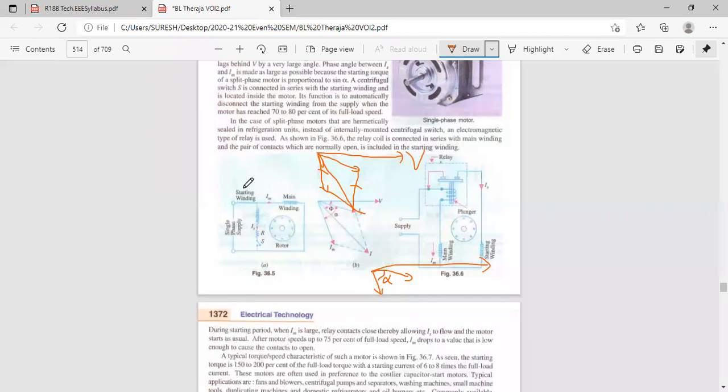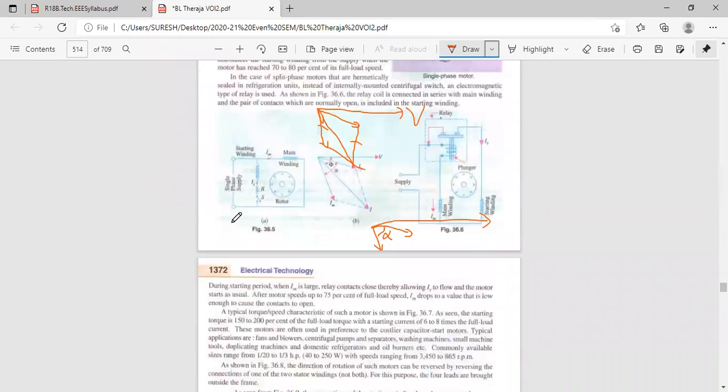Now what is the angle in between V and I? Voltage and current. The angle in between V and I is phi. See, the angle in between total voltage and total current is phi. Phi is called the power factor angle.